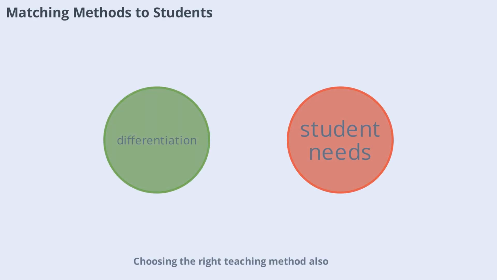Choosing the right teaching method also depends on the characteristics of the students. Factors such as age, ability, motivation, and background all influence which approaches will be most effective. Teachers must adapt their methods to meet the needs of young learners, gifted students, those with learning difficulties, and students with disabilities. Professional judgment and flexibility are essential for creating inclusive and effective classrooms.